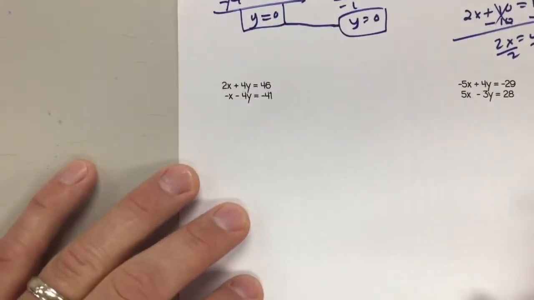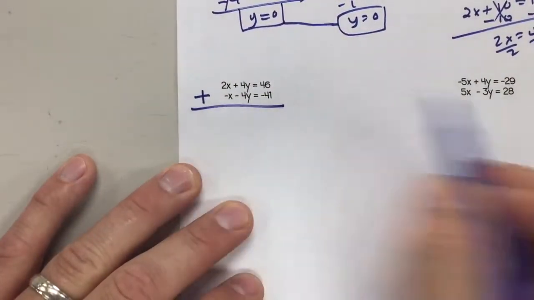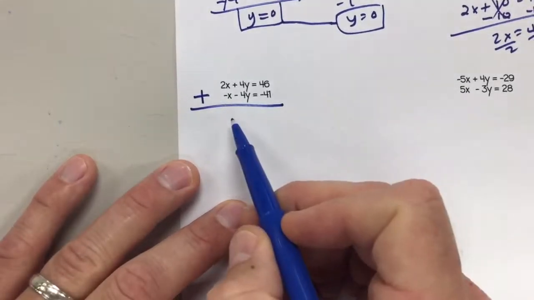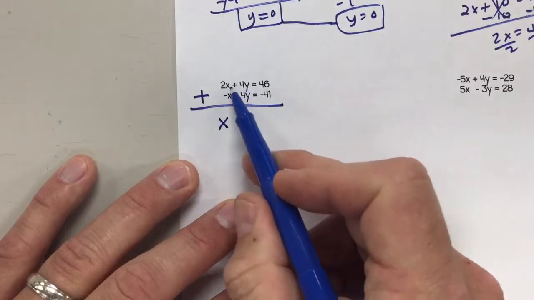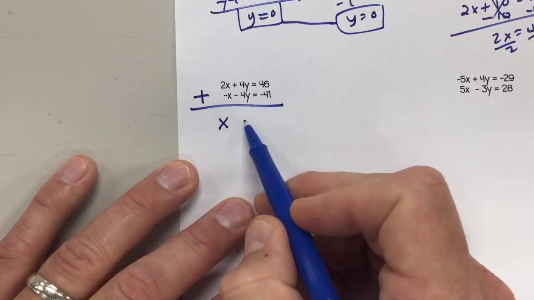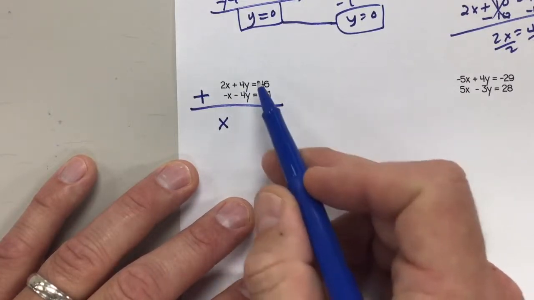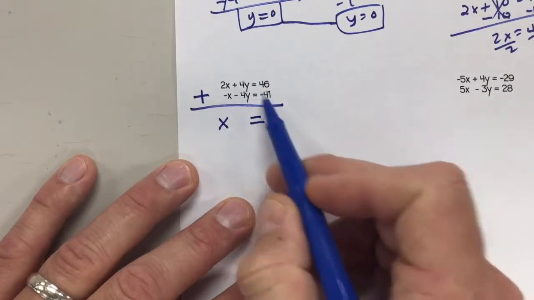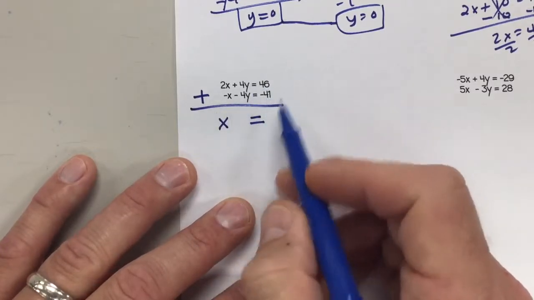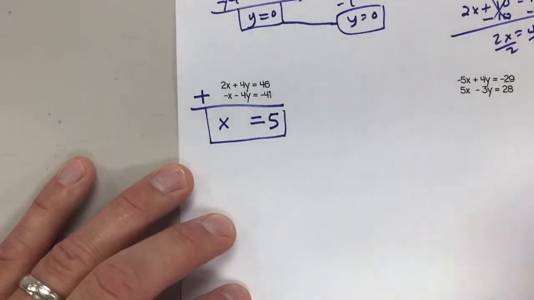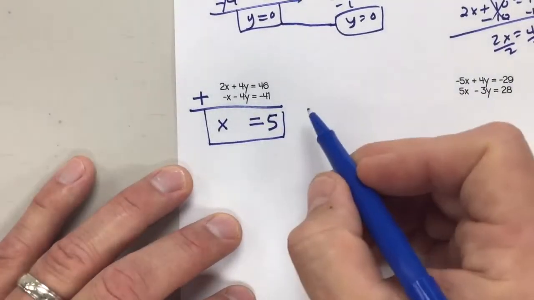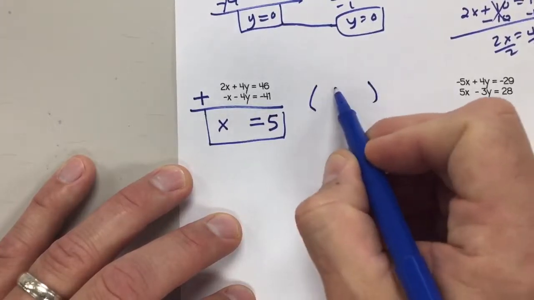Here's a third example. Again, this is addition, so all I do is add them together. 2x plus negative x is just x. Positive 4y and negative 4y, they both cancel out, so that would be 0. I'm not going to write it. And then I bring the equal sign, and 46 plus negative 41 is 5. Now, this one's already solved, because it already says x equals 5. So that means I have half my answer already.